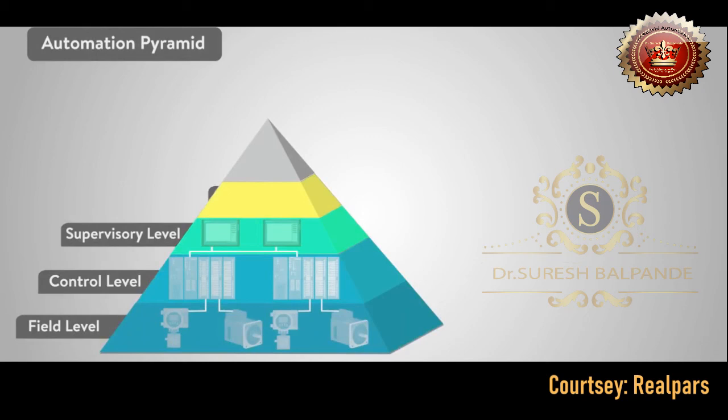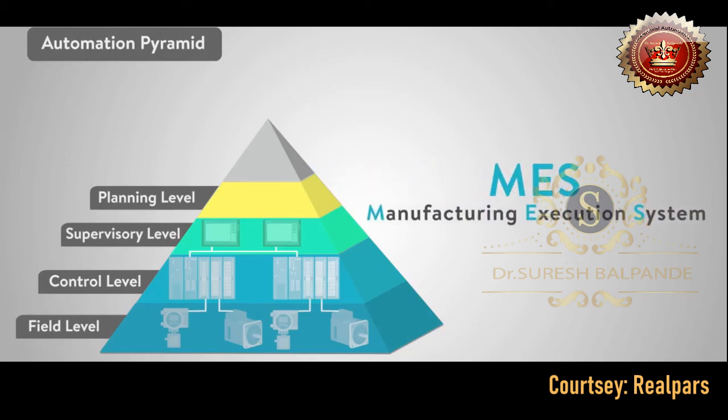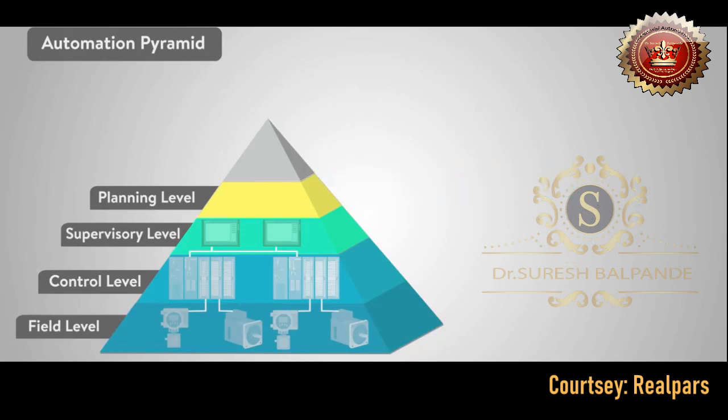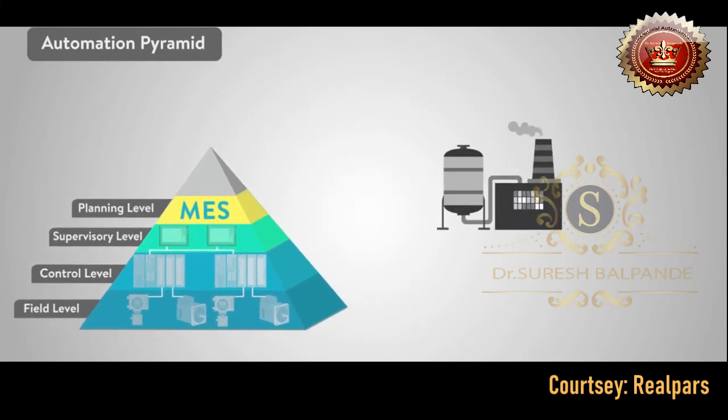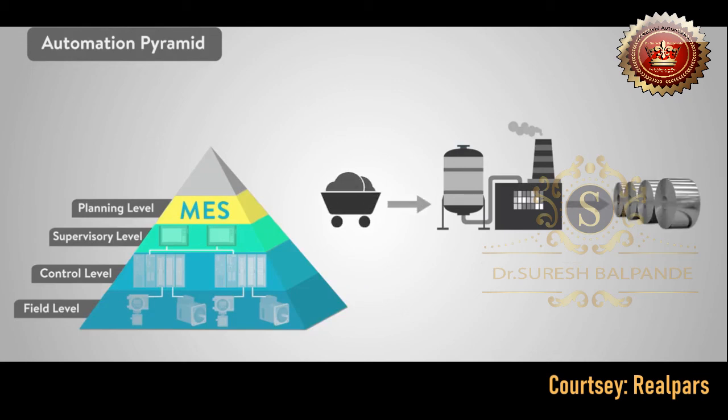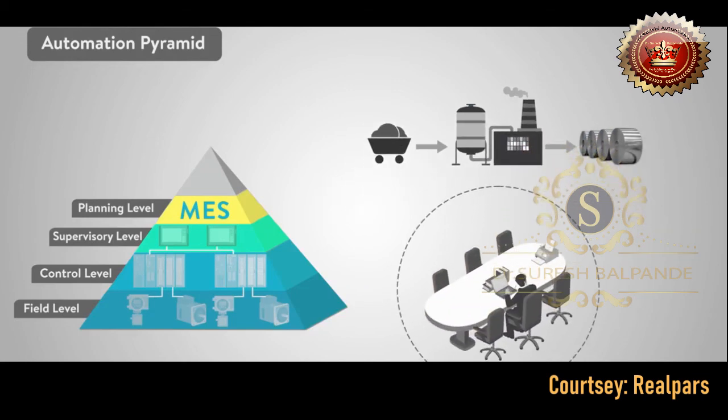The fourth level of the automation pyramid is called the planning level. This level utilizes a computer management system known as MES, or Manufacturing Execution System. MES monitors the entire manufacturing process in a plant or factory from the raw materials to the finished product. This allows management to see exactly what is happening and allows them to make decisions based on that information. They can adjust raw material orders or shipment plans based on real data received from the systems we talked about earlier.